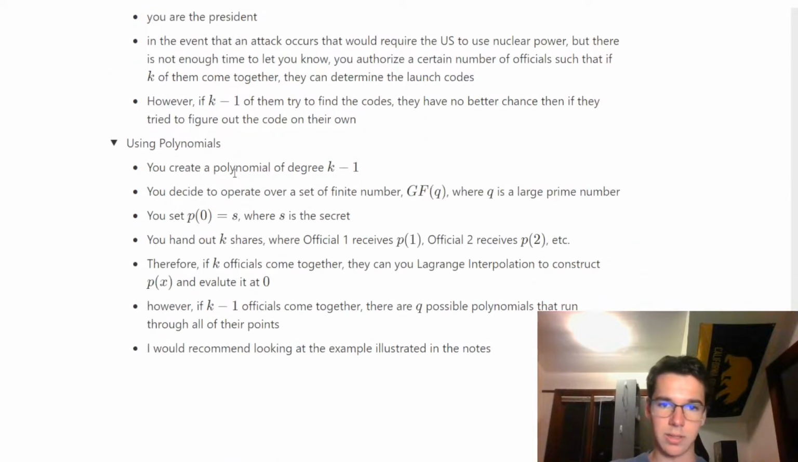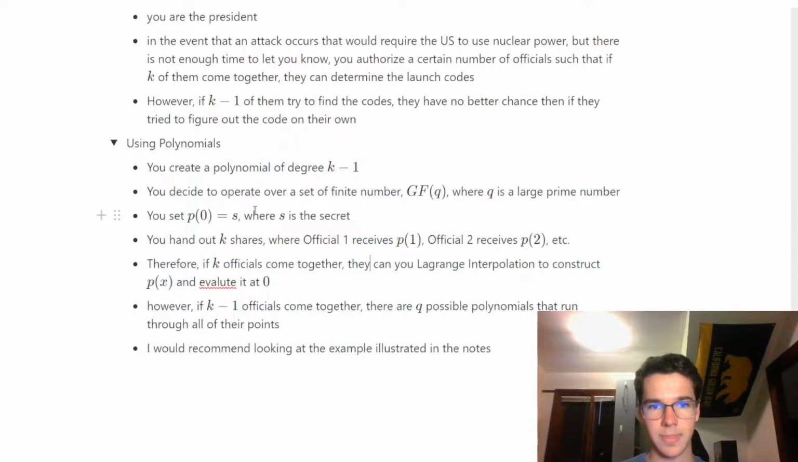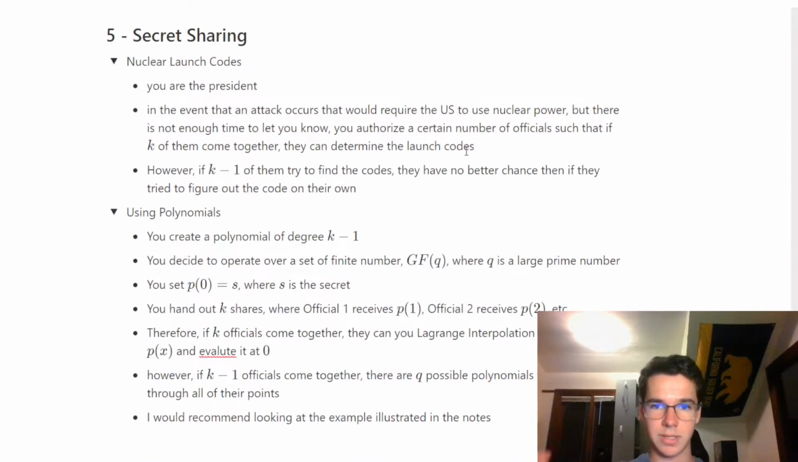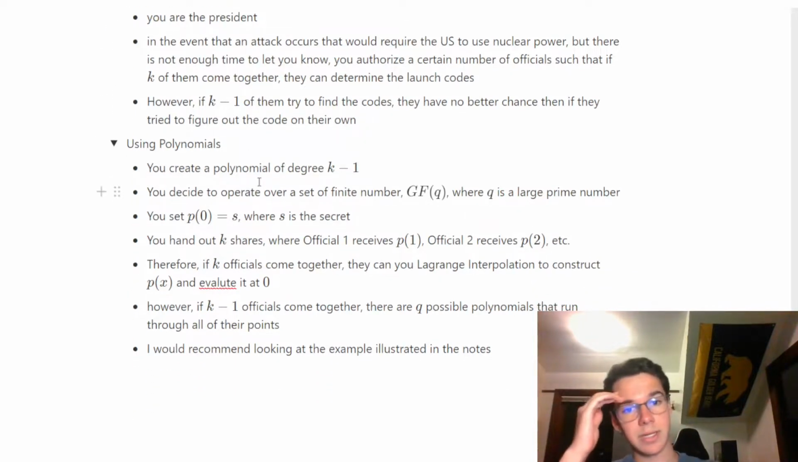Okay? And we're going to use polynomials to do this. So we're going to create a polynomial of degree k minus 1. Okay? And we're going to decide to operate over a finite set of numbers, q, where q is going to be a large prime number that's going to be where our mod space is. Okay? And we're going to say that p evaluated at 0 is going to be our secret.